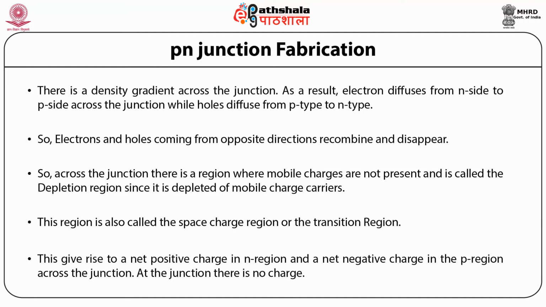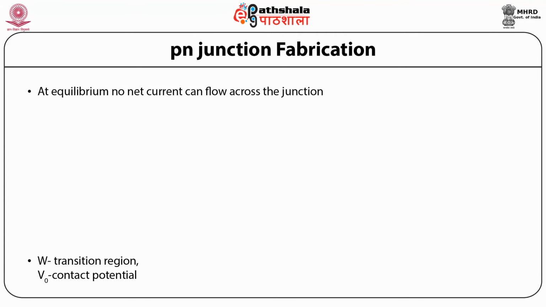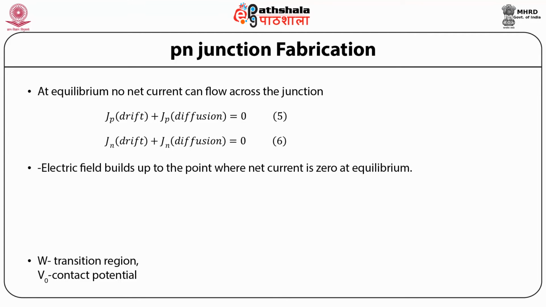This gives rise to a net positive charge in the n region and a net negative charge in the p region. At the junction, there is no charge. At equilibrium, no net current flows across the junction. So Jp drift plus Jp diffusion equal to zero, and Jn drift plus Jn diffusion is equal to zero. This implies that the electric field builds up to the point where net current is zero at equilibrium.